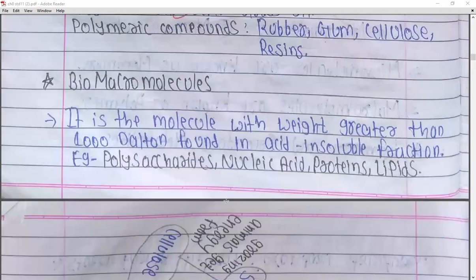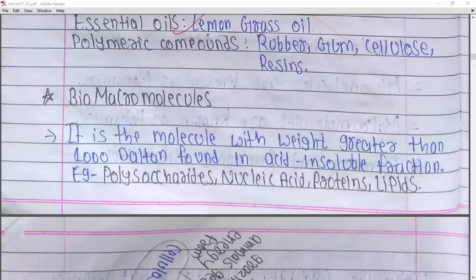Clear? So here, the biomacromolecules, right? We have seen two different types of biomolecules, micromolecules as well as macromolecules. But biomacromolecules means whatever macromolecules are present inside a living organism, those are said to be the biomacromolecules.